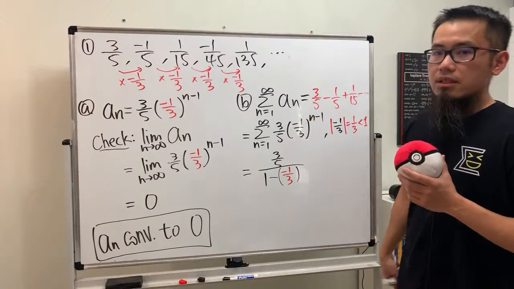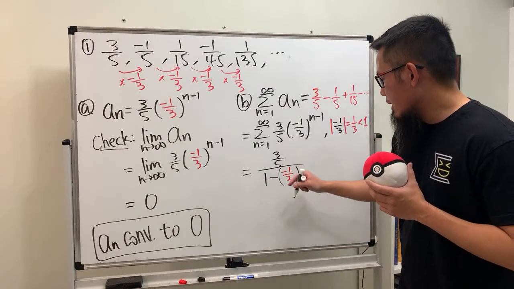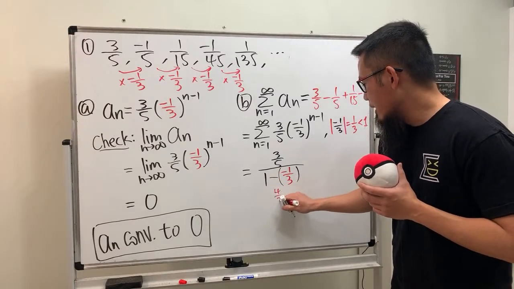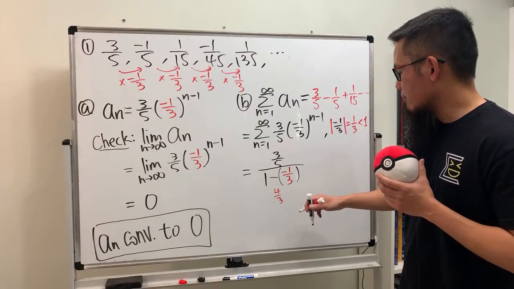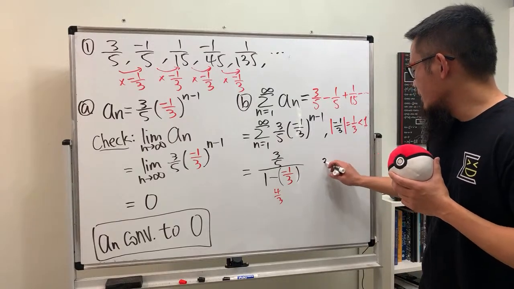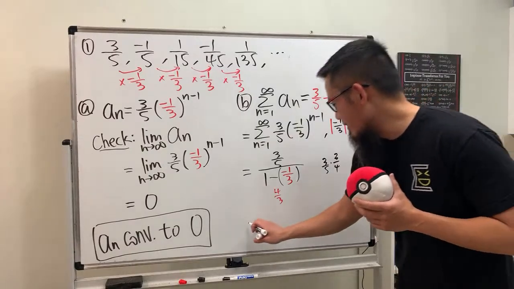So that's very nice. And again, this is legitimate because this is true. Now just work this out. This is 4/3 on the bottom, and then let's multiply. So this is 3/5 times 3/4, so altogether 9/20.